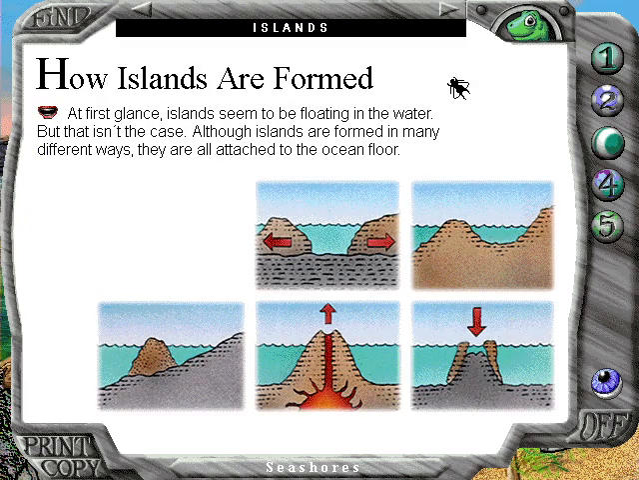How islands are formed. At first glance, islands seem to be floating in the water, but that isn't the case. Although islands are formed in many different ways, they're all attached to the ocean floor.